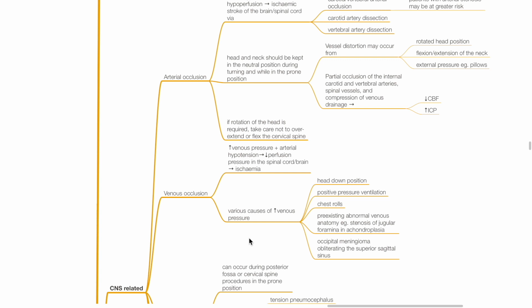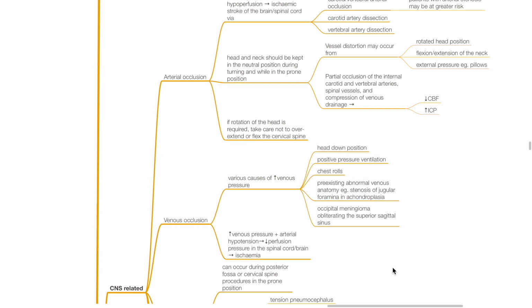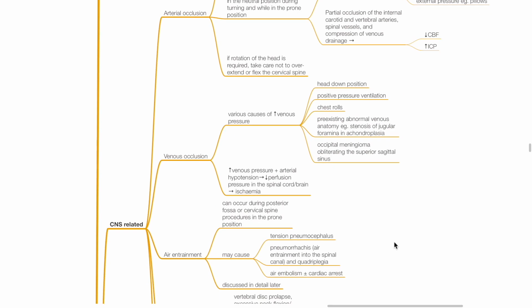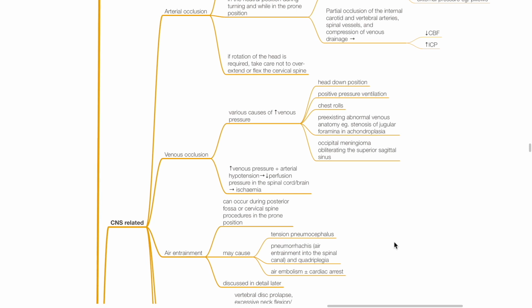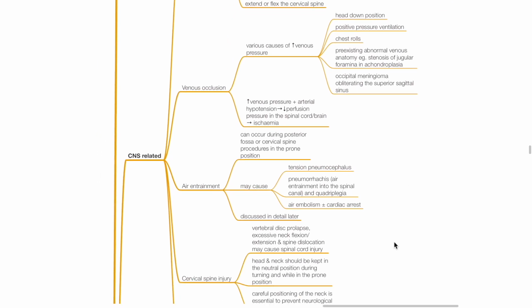Venous occlusion. Venous occlusion may cause increased venous pressure. Other causes of increased venous pressure include head-down position, positive pressure ventilation, chest rolls, and pre-existing abnormal venous anatomy, such as stenosis of jugular foramina in achondroplasia, and occipital meningioma obliterating the superior sagittal sinus. Increased venous pressure with arterial hypotension may result in reduced perfusion pressure to the spinal cord or brain and may result in ischemia.